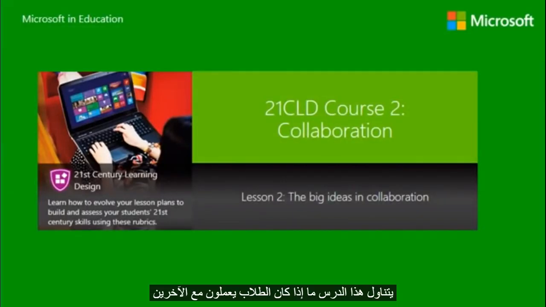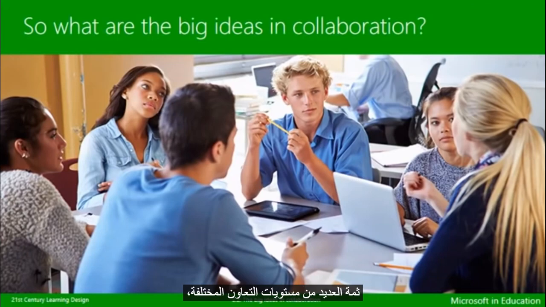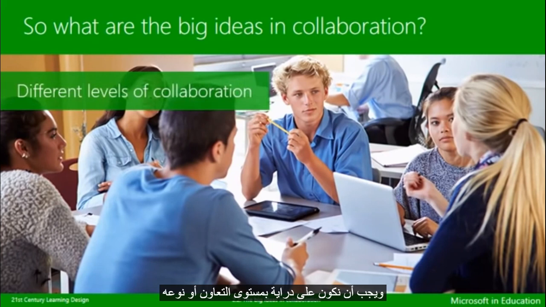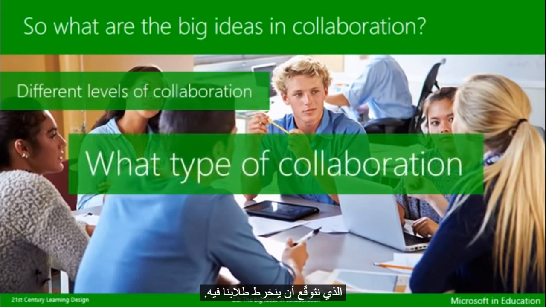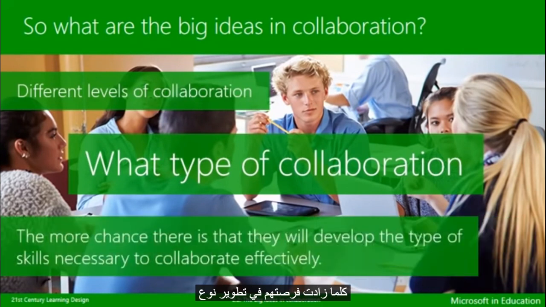This lesson examines whether students are working with others on the learning activity and the quality of that collaboration. There are many different levels of collaboration, and we have to be aware of what level or type of collaboration we are expecting our students to engage with. Simply putting students into groups or pairs doesn't necessarily mean they're going to collaborate. The clearer we are about the type of collaboration we want our students to engage with, the more chance there is that they will develop the type of skills necessary to collaborate effectively.